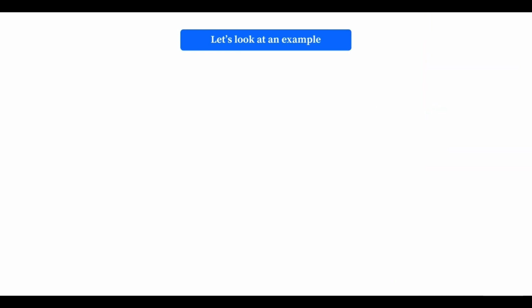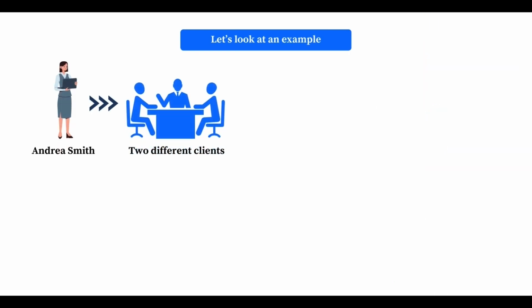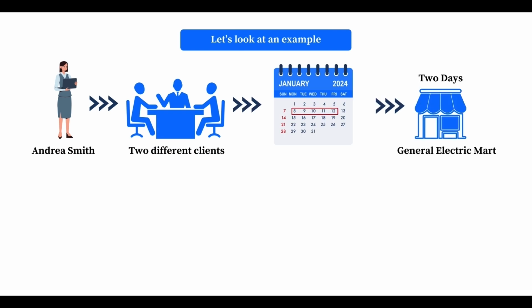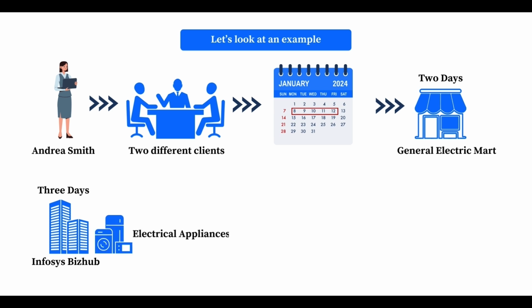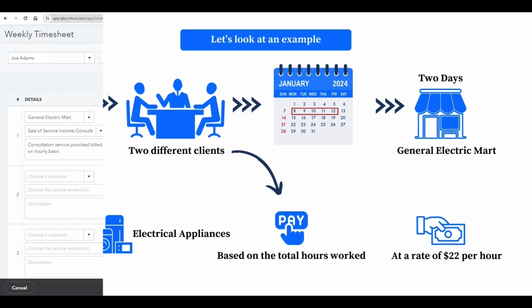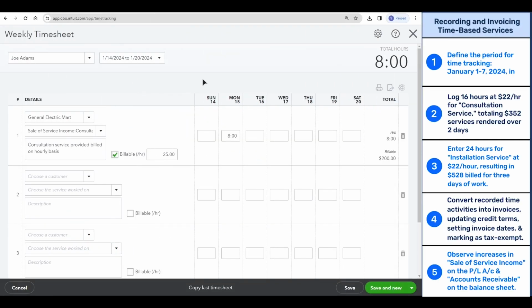Again, let's look at an example with our employee, Andrea Smith, who worked for 2 different clients during the week of January 8th to January 12th. Andrea spent 2 days working at General Electric Mart, offering consultation services, and 3 days at Infosys BizHub, helping to set up electrical appliances. Both clients have agreed to pay based on the total hours worked at a rate of $22 per hour. Now, we need to add this information to the weekly timesheet.